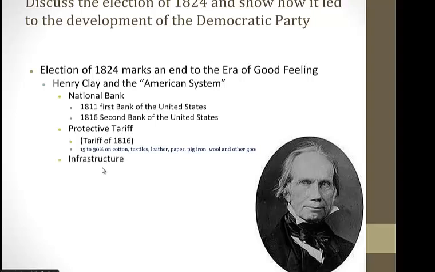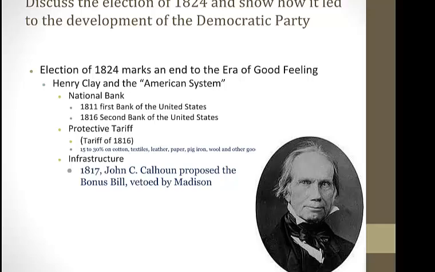The next leg of the American System is the infrastructure. So in 1817, John C. Calhoun proposes the Bonus Bill, and it's vetoed by Madison. Basically, what this was going to do was provide $1.5 million to all of the states to come up with various infrastructure projects, roads, canals, whatever the case is.